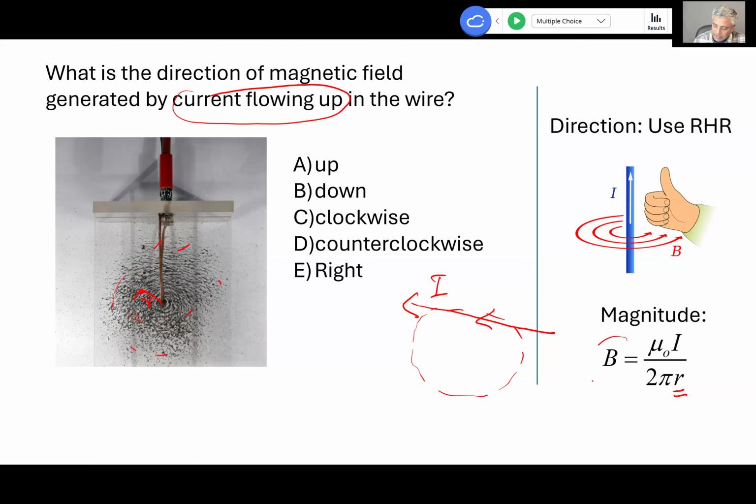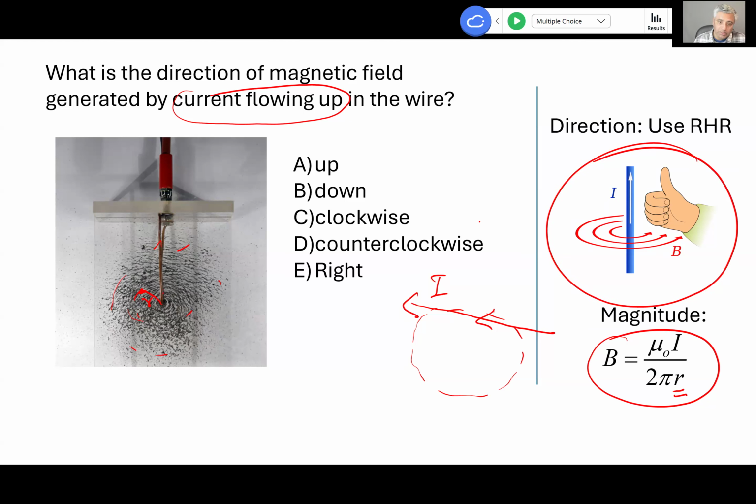So the magnitude is given by this, and the direction is given by this right-hand rule, where you grab. If you have a pencil or pen with you, I'm sure you do, you want to grab by pointing your thumb in the direction of the current flow, and let your fingers curl. And that's going to give you the direction of the magnetic field.